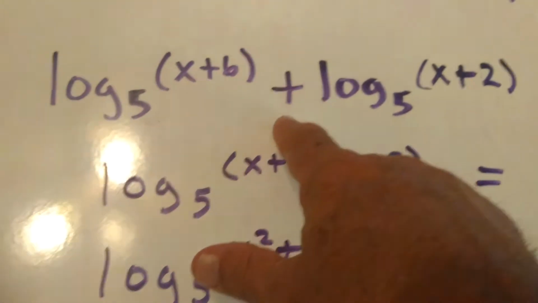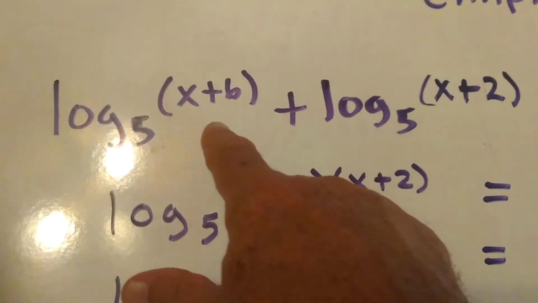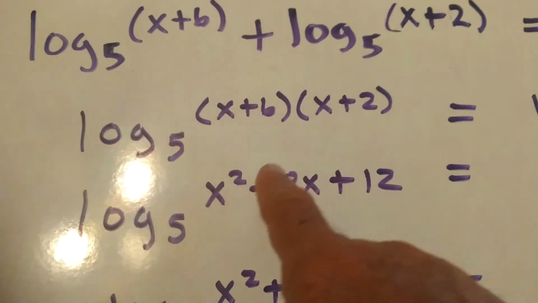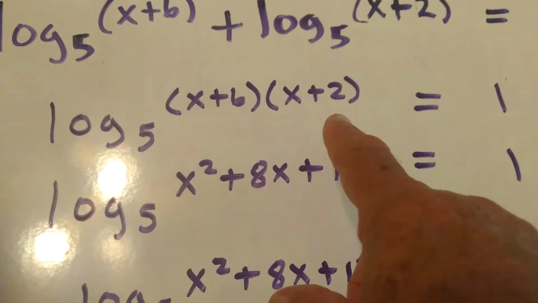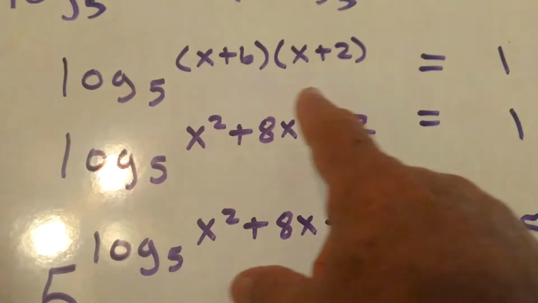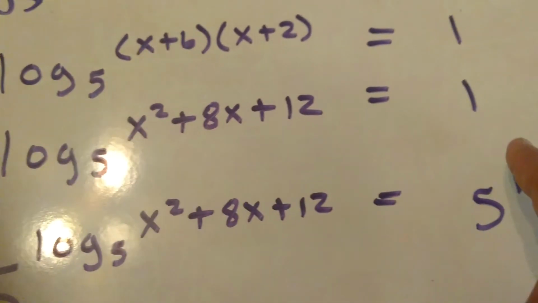Because we have a plus sign here, and they're both of the same base, that means that x plus 6 and x plus 2 are multiplying. So we write it as one logarithm: log 5, x plus 6 times x plus 2. We don't mess with the 1. We then multiply this binomial times a binomial out. We get x squared plus 8x plus 12 equals 1.